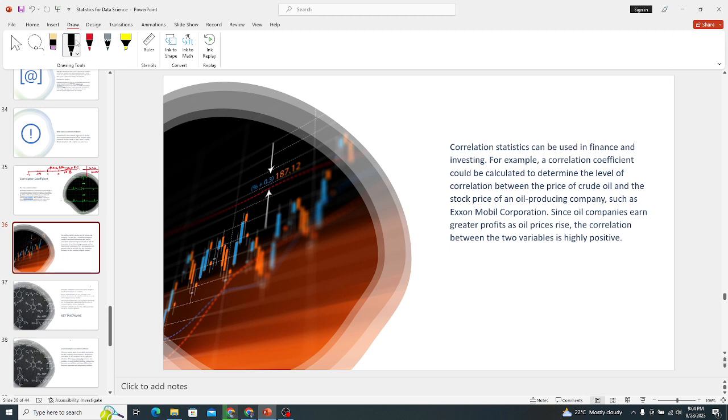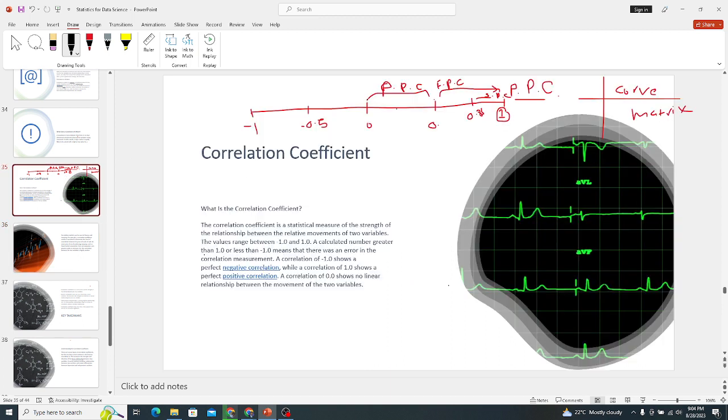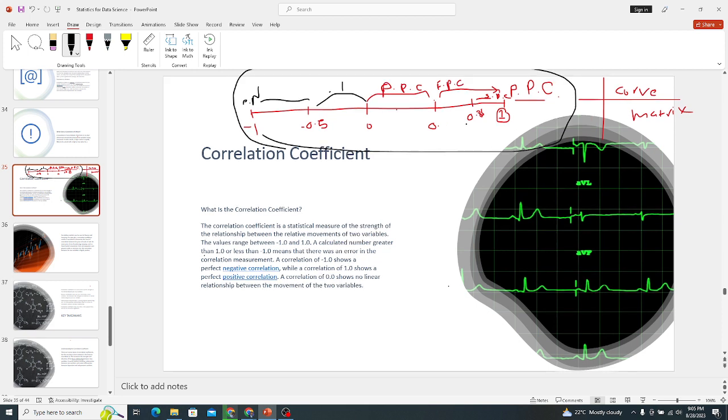Now let's see how we can apply correlation. I did not talk about the negative side, so the negative side also applies. Here we have perfect negative correlation. Here we have a strong negative correlation. Here we have a weak, or poor, negative correlation. Basically this number line summarizes everything.